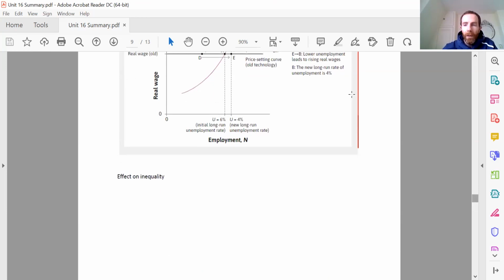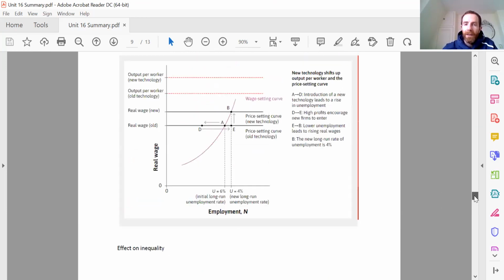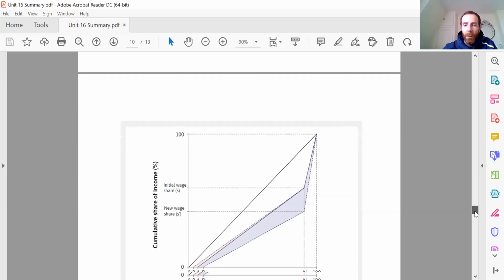So one thing to then talk about is, taking this particular example of a new technology, what will the effect be on levels of inequality? Before I get to that though, I'm just going to take a quick pause.